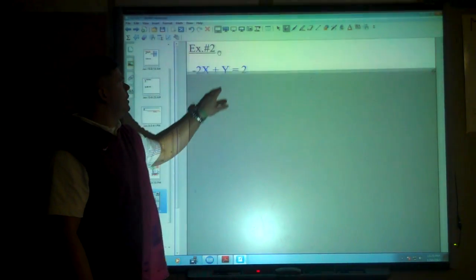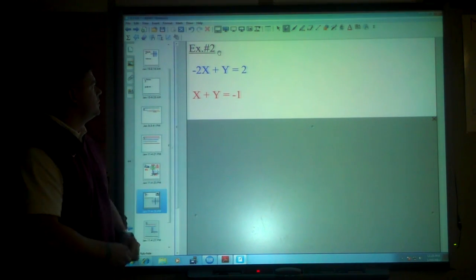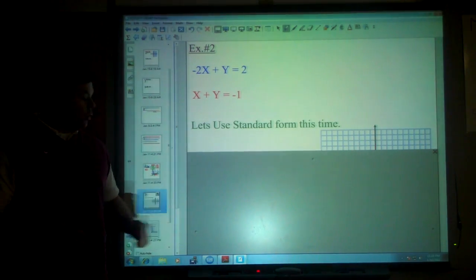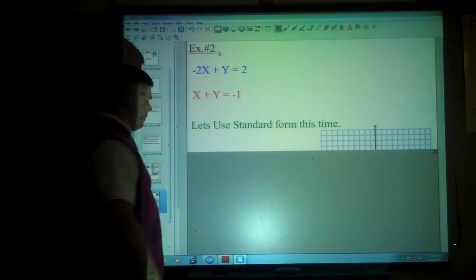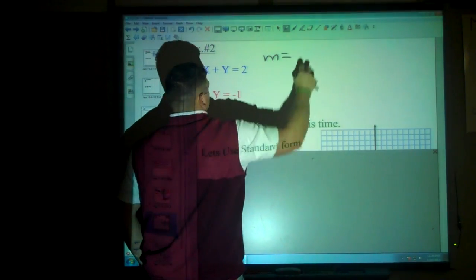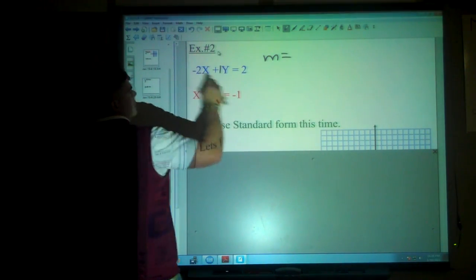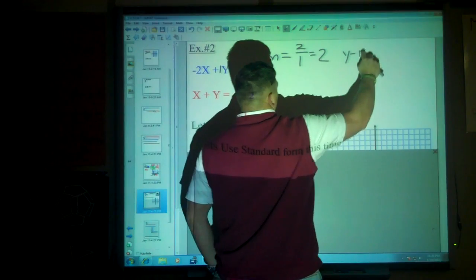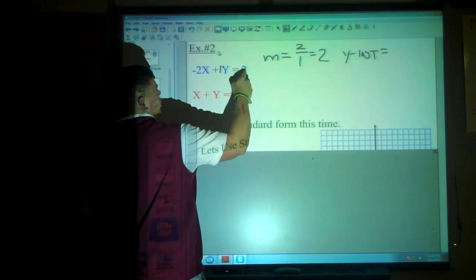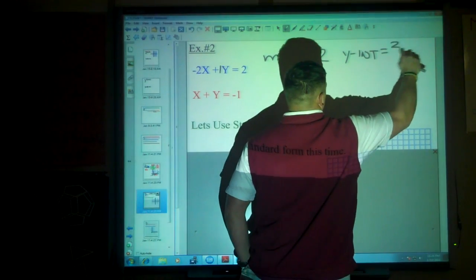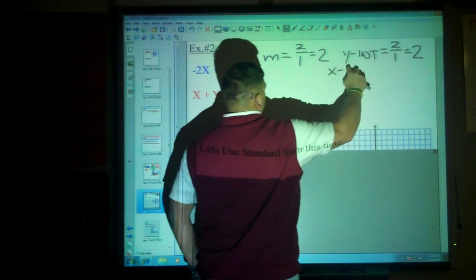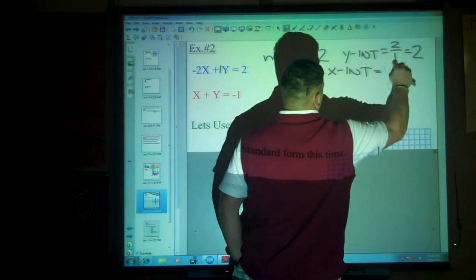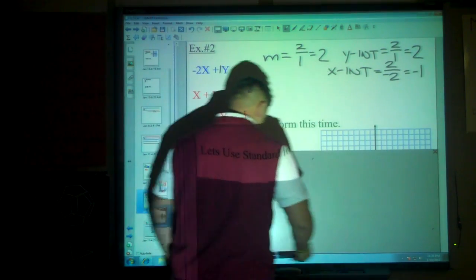Alright, let's try another one. Now you have these two. Negative 2x plus y is equal to 2, and x plus y is equal to negative 1. Using standard form exclusively, since they're both in that form, if I want the slope, it's going to be the opposite of a over the b. If I want the y-intercept, it's going to be the c value, 2, over the b value, 1. And if I want the x-intercept, which I don't need, but I can do it anyway, it's going to be c over a, which would be 2 over negative 2, which is negative 1.